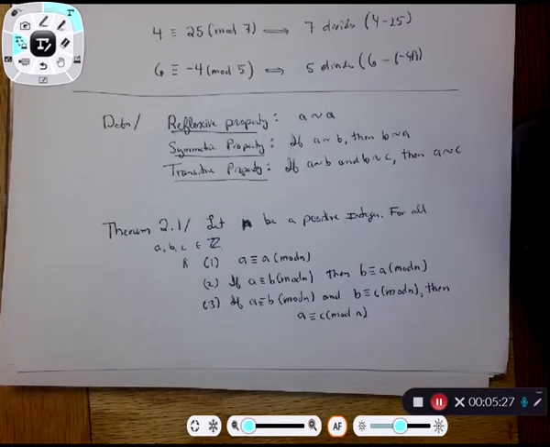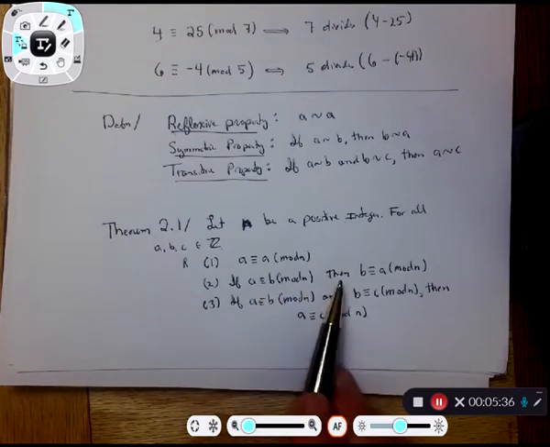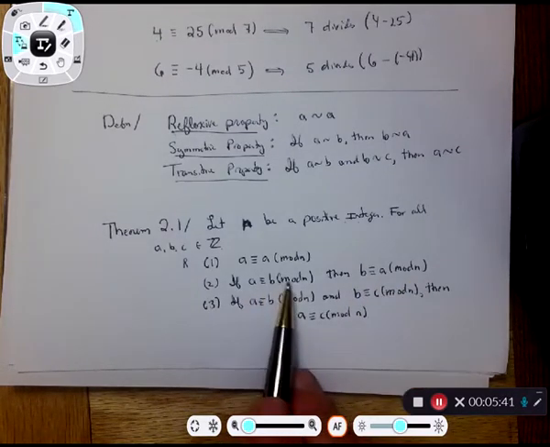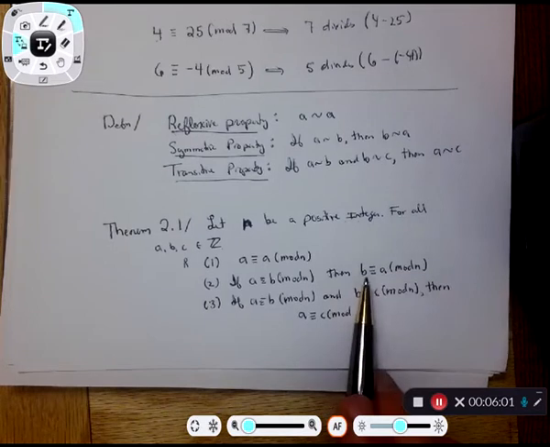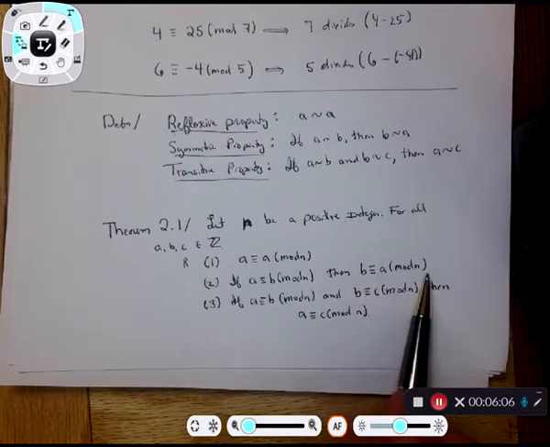Look at the next one. If means given. So if A is congruent to B mod n, so you're given A is congruent to B mod n, then you get for free B is congruent to A mod n. Reason for that? If you're given A is congruent to B mod n, that means by definition n divides A minus B. And if n divides A minus B, then n is going to divide -1 times A minus B. And -1 times A minus B is actually B minus A. So n divides B minus A, so you get for free, that's the definition of congruence modulo n, B is congruent to A mod n.